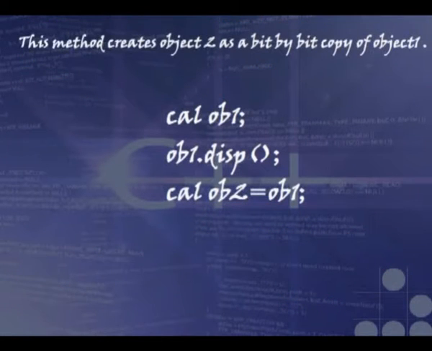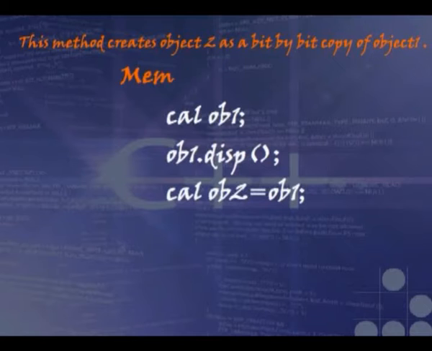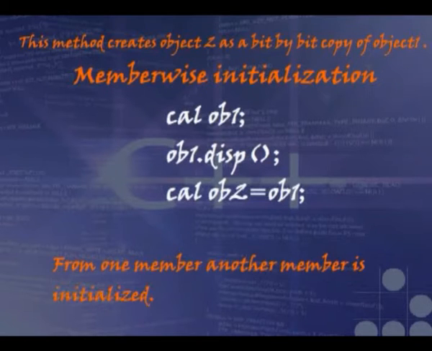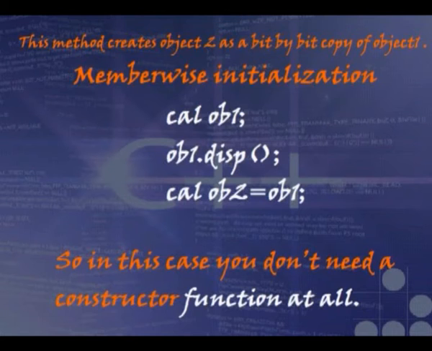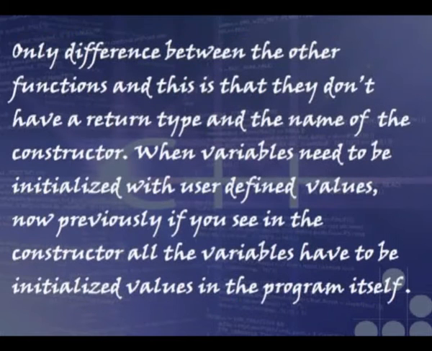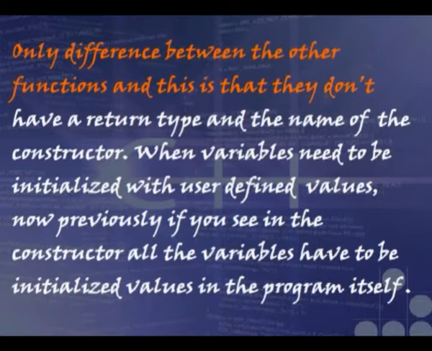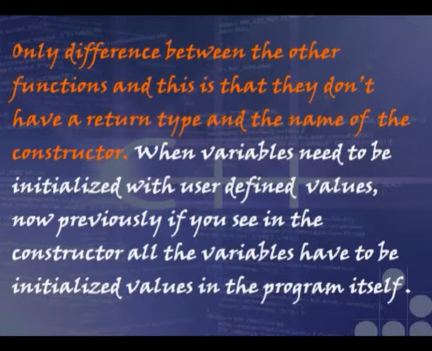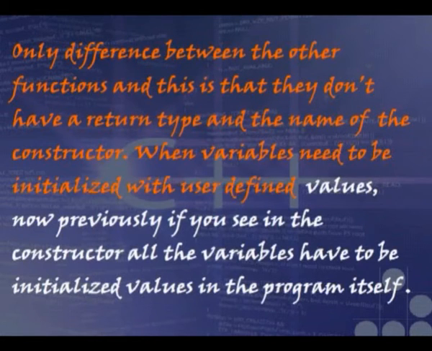This method creates object 2 as a bit by bit copy of object 1, and that is called member wise initialization. From one member, another member is initialized. So, in this case you do not need the constructor function at all. The only difference between the other functions and this is that there is no return type and the name of the constructor is the class name. Constructors with arguments are used when variables need to be initialized with user defined values.